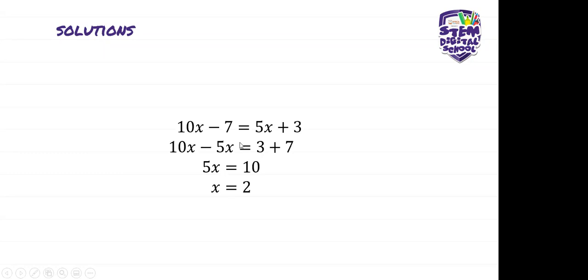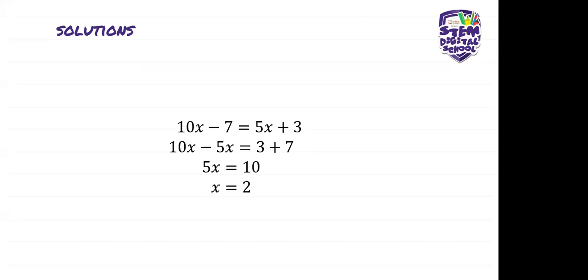This is what we call the additive inverse. So the additive inverse of -7 is +7. So that is why you have +7 in the right-hand side. Now, the additive inverse of +5x will be -5x. And of course, the left-hand side, you have 10x minus 5x. And 10x minus 5x is 5x. And then 3 plus 7 is 10.